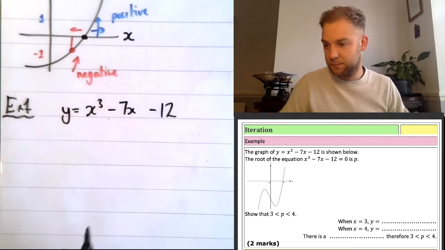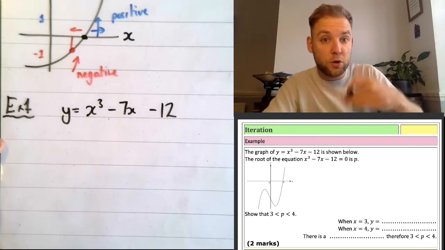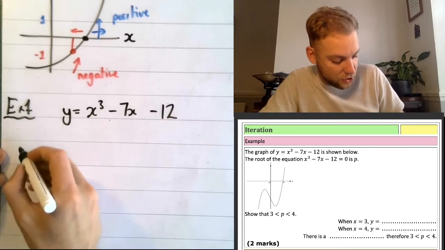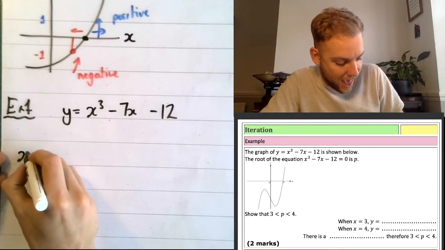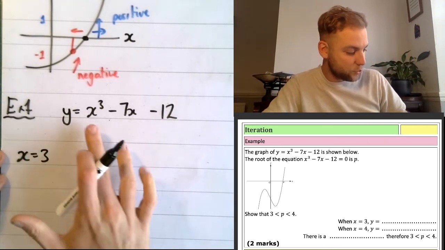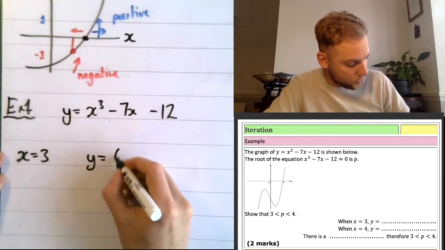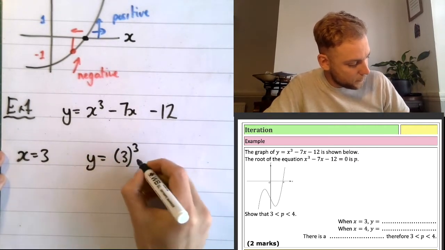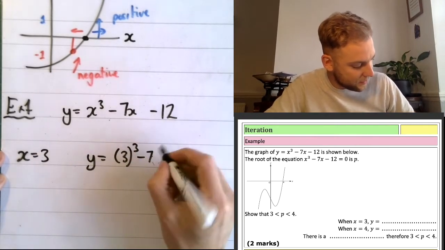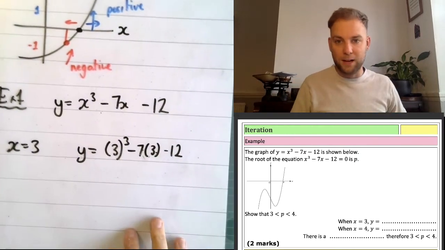So the first thing we're going to do here is substitute in 3 to see where the solution for 3 is. So x is equal to 3. Now if I'm substituting into that, I'm replacing all of this with 3. So it's going to be y is equal to 3 cubed minus 7 times 3 minus 12. And I'm going to sub that in and work that out.